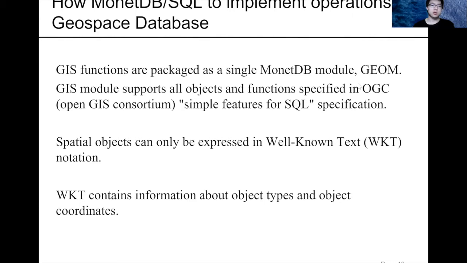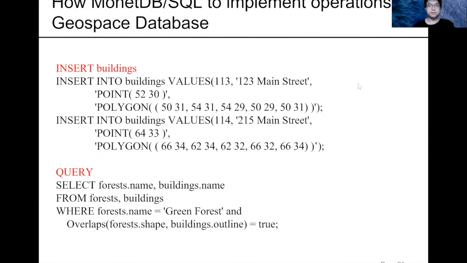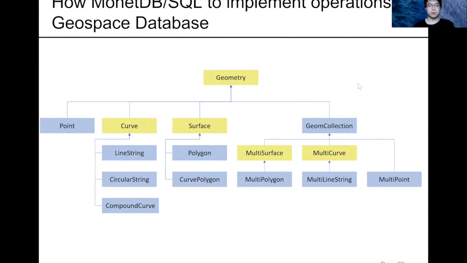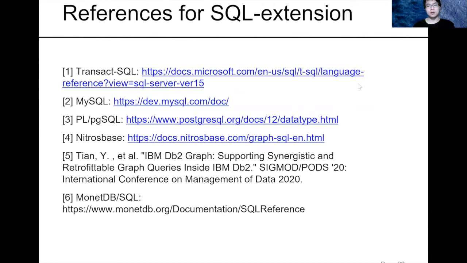The GIS module supports all objects and functions specified in OGC simple features for circle specifications. MonetDB uses 16 geometric data types, of which 11 can be instantiated. Here is an example. We insert a building and then query. These are some references for these sections.